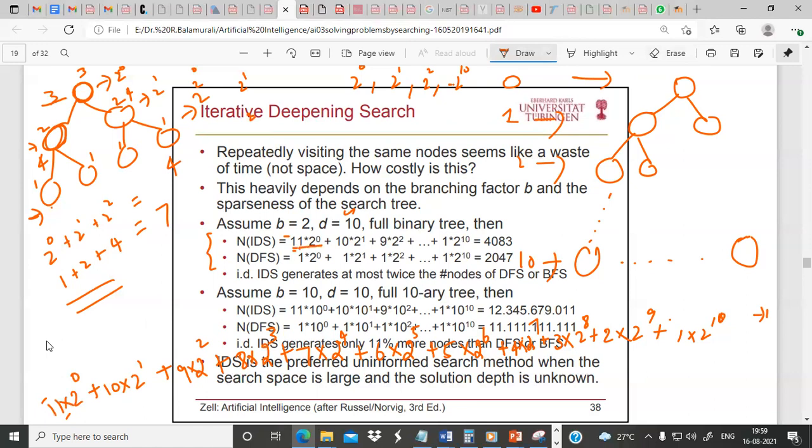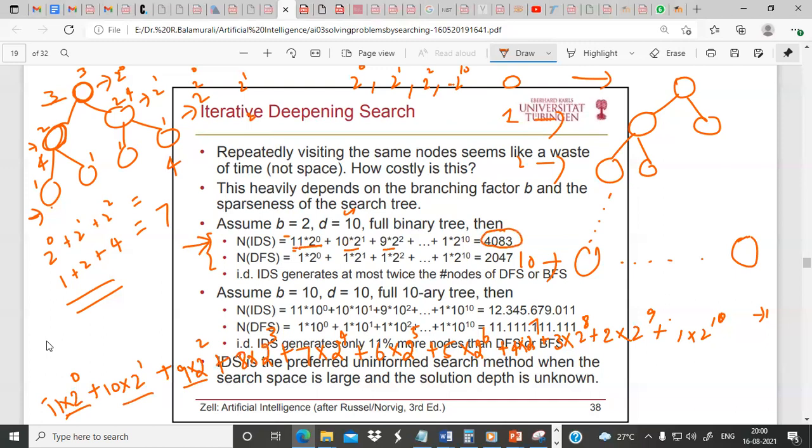11 into 2 to the power 0. We have this 10 into 2 to the power 1. 9 into 2 to the power 2, so on and so forth. 8 into 2 to the power 3, 7 into 2 to the power 4, 6 into 2 to the power 5, goes up to 1 into 2 to the power 10. So when you use iterative deepening depth first search, and if the depth of the tree is 10 and the branching factor is 2, then how many times should the nodes be accessed?